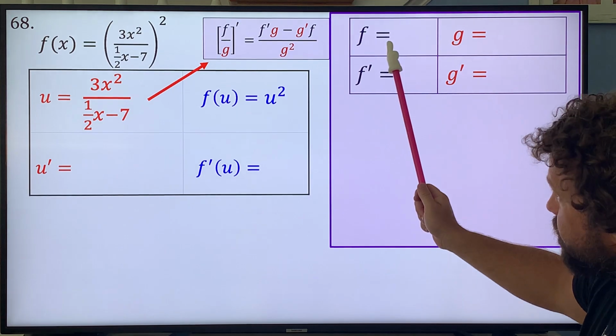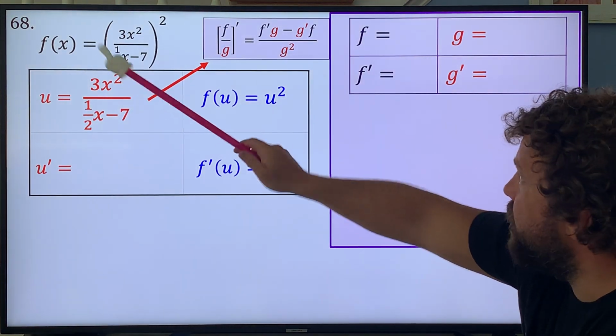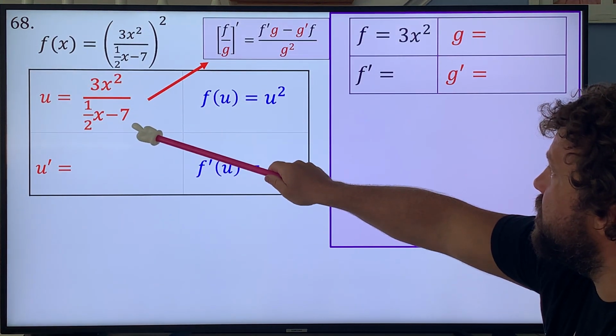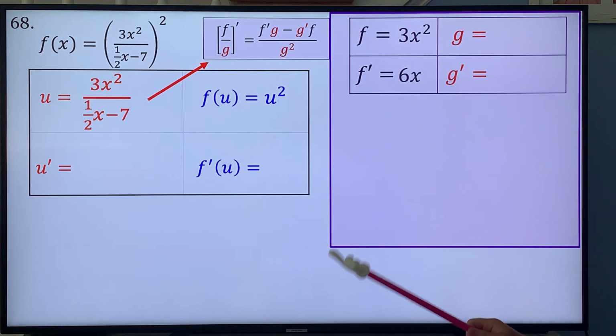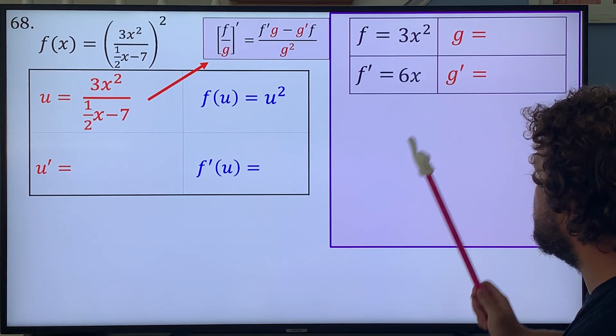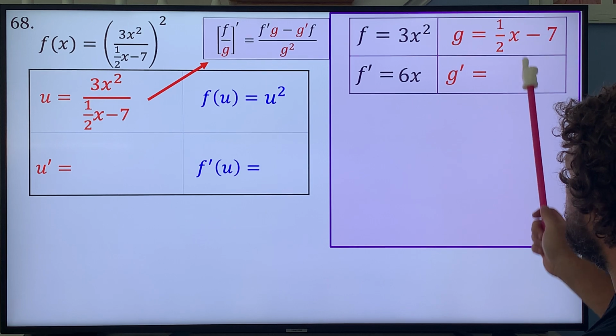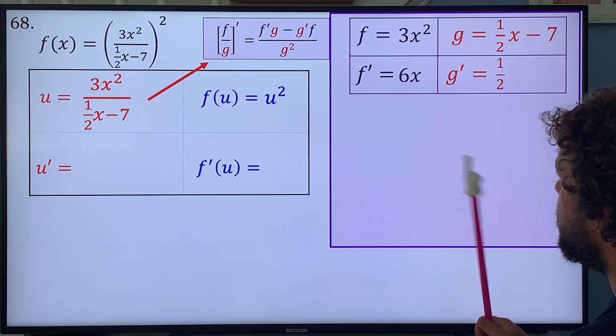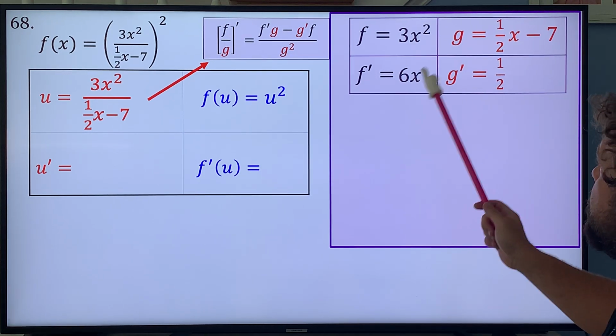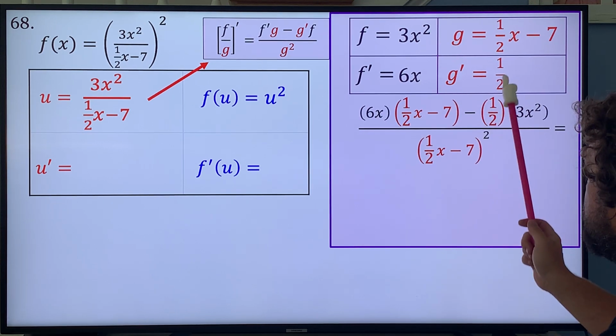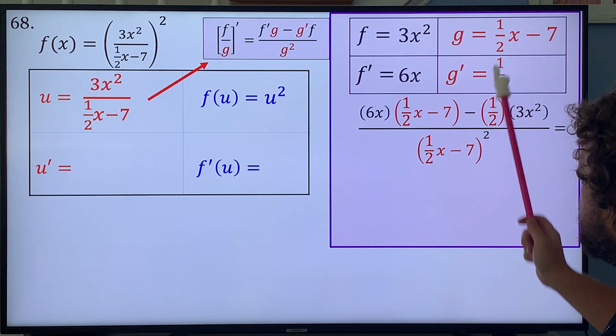Quotient rule. F is 3x squared. G is 1/2 x minus 7. So the derivative of this is 6x. The derivative of this is 1/2. Okay? 6x times this, minus 1/2 times that, over this squared.